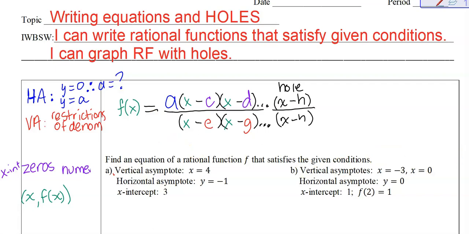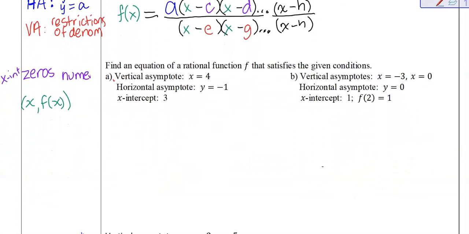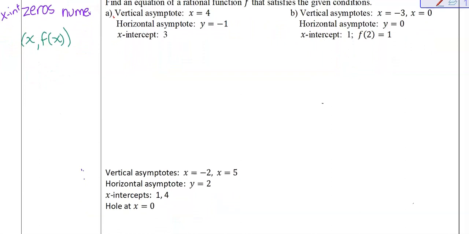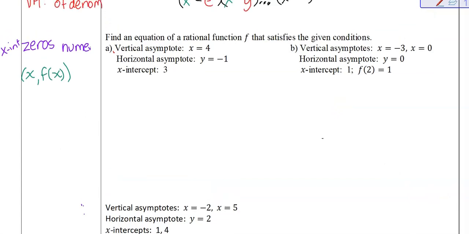All right. So here we go. Here's what we're going to do. I'm going to do A with you. Then you're going to do this problem. Then we're going to come back and do B. Okay? So let's start with A.